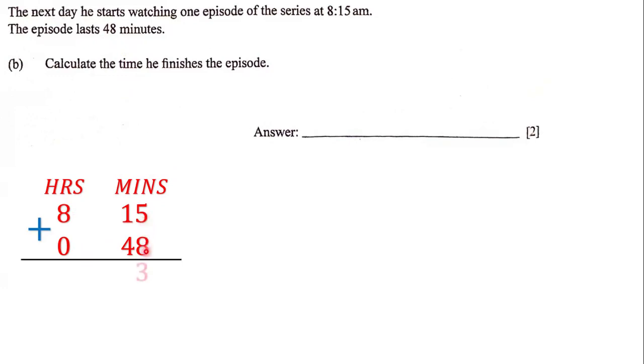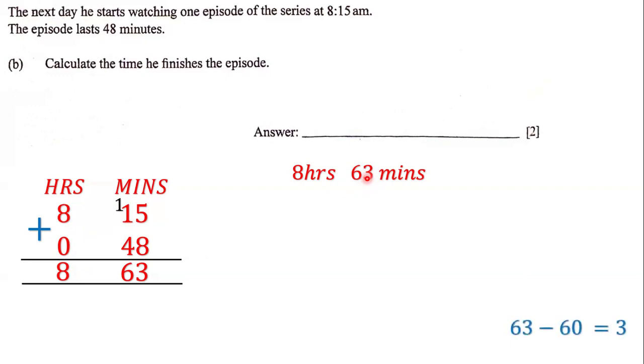What is 5 plus 8? Well, 5 plus 8 is 13, and then we put the 3 down and we put the 1 above. Then we say 1 plus 1 is 2, and 2 plus 4 is definitely 6. And what is 8 plus 0? Well, 8 plus 0 is going to be 8. And so when we add these two, we have 8 hours and 63 minutes. We know that 1 hour is 60 minutes. And so we're going to take this 63 minutes and break it apart. So we say 63 minus 60, and that gives us 3 minutes.